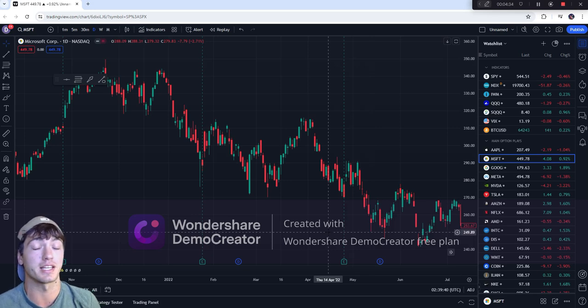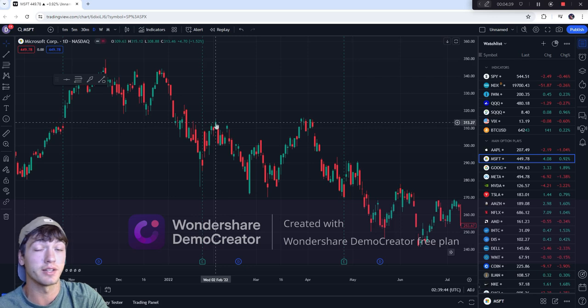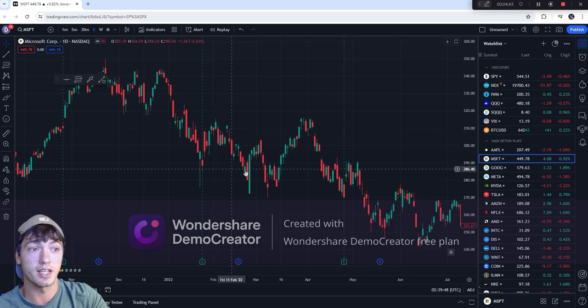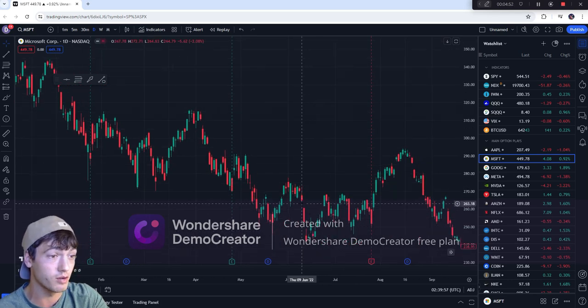I hope this is making sense, and you're able to see what's going on and how you're able to find your resistances and enter off your resistances down to the downside in bearish ranges. So once again, boom, comes up, finds resistance, selling pressure. And you want to wait for confirmation.